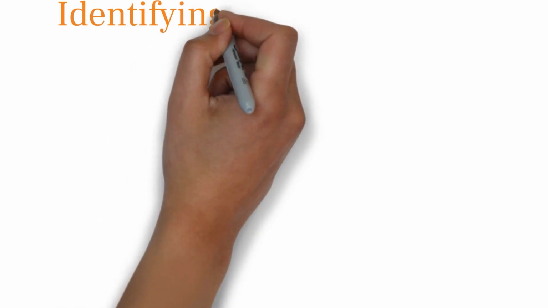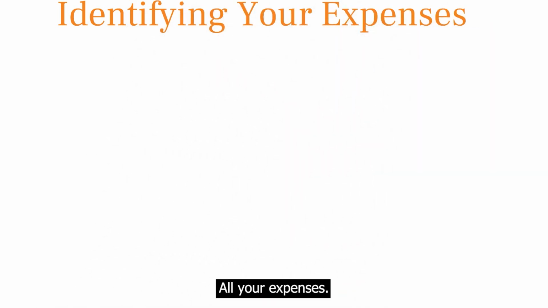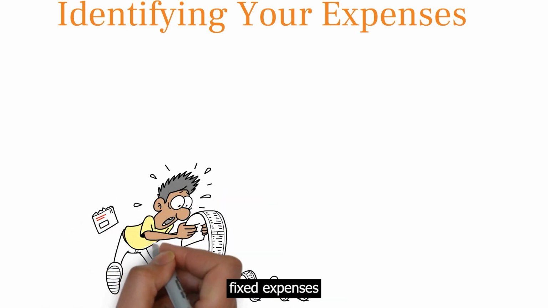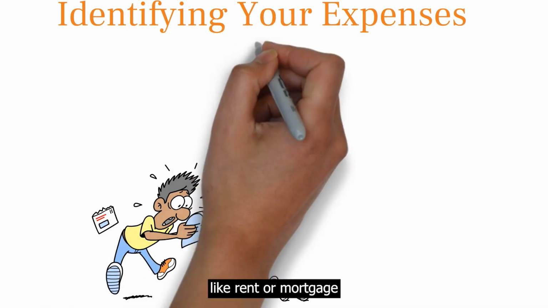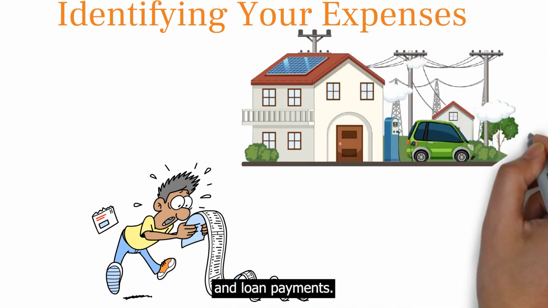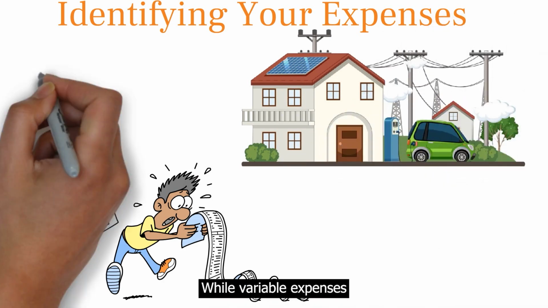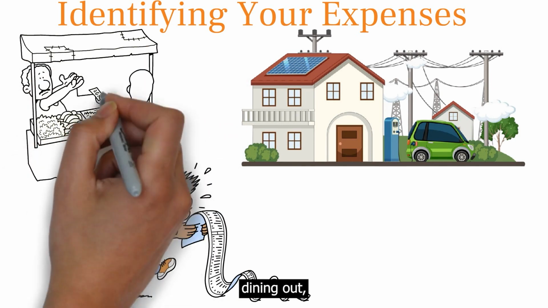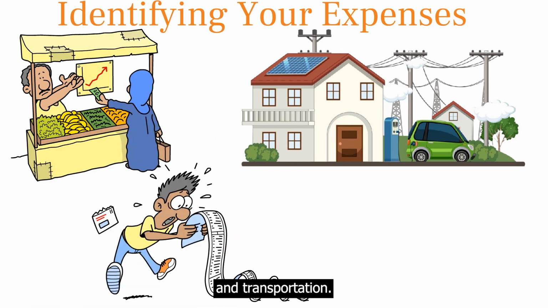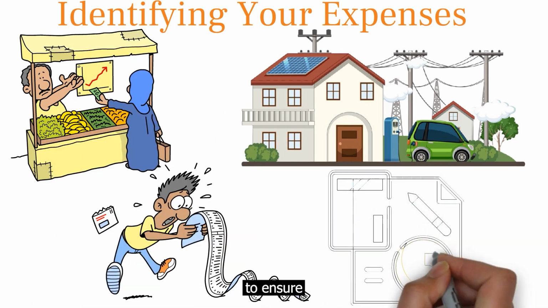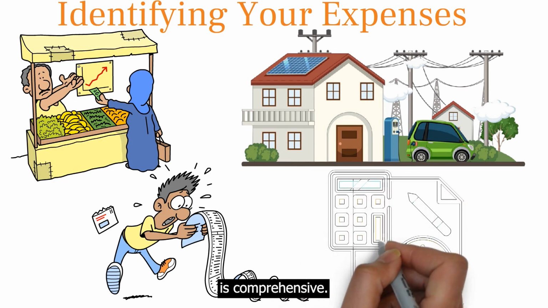Identifying your expenses. Next, list all your expenses, both fixed and variable. Fixed expenses include necessities like rent or mortgage payments, utilities, insurance premiums, and loan payments, while variable expenses encompass discretionary spending like groceries, dining out, entertainment, and transportation. Be thorough in identifying all your expenses to ensure that your budget is comprehensive.